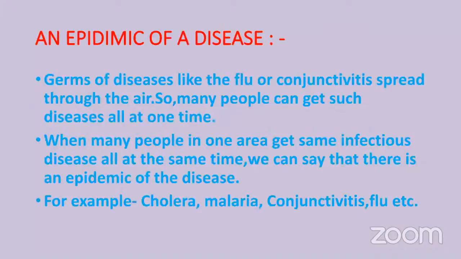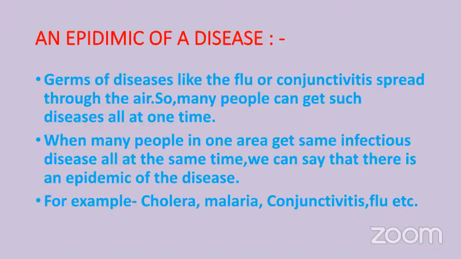Now, who will read this for me? Germs of diseases like the flu or... teacher, what is this? Conjunctivitis. It is a disease caused in our eyes. Our eyes become red. And if we see it in that person's eyes, we will get the same disease in our eyes. So what we do in the school, when normal schooling is on, if any student is having conjunctivitis, either we tell that student to sit alone, or we call the parent and send that child home. Or we have to wear goggles also, so that it doesn't spread to other healthy persons. Okay, it is called conjunctivitis.